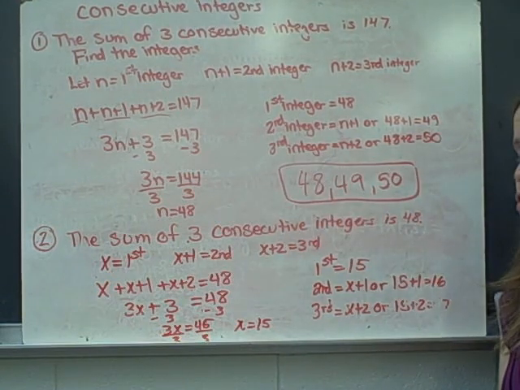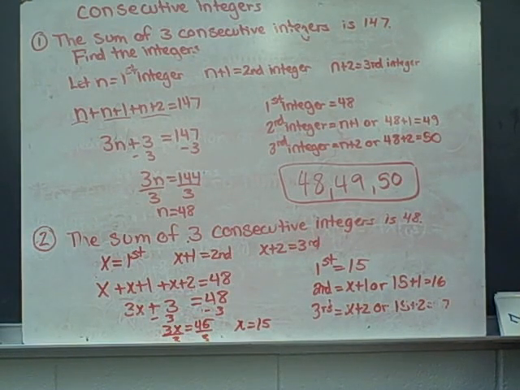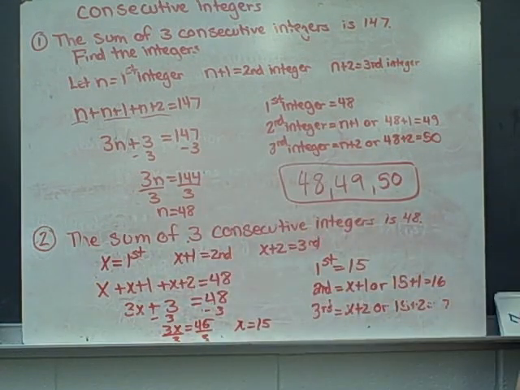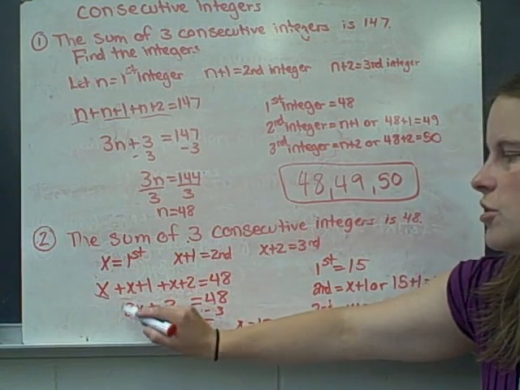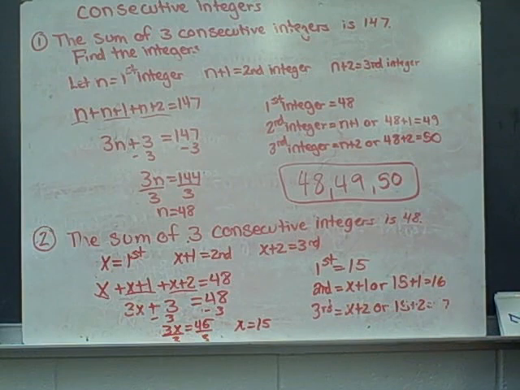3 consecutive integers. So let's try another one like that. The sum of 3 consecutive integers is 48. Okay, I've done the exact same thing I did on the one above. This time I chose x. So x is my first integer, 1 more than x is my second integer, and 2 more than x is my third integer. If I put them all together, because it says sum, we get 48. So here's my first integer, here's my second, here's my third, I get 48.